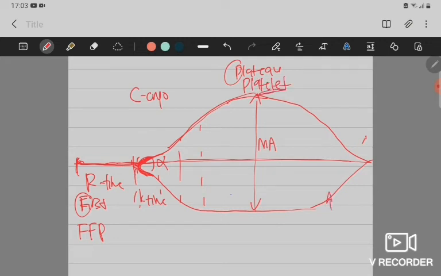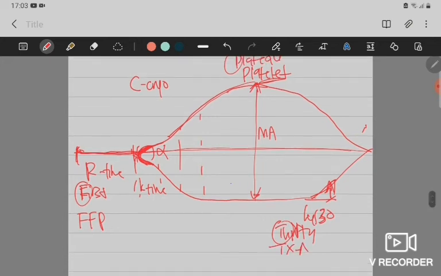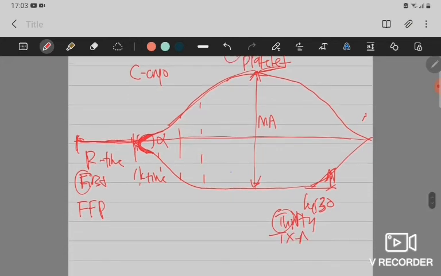And then you have this lysis 30. This is the time that it starts to break down, 30 minutes after the maximum clotting. So 30 is T. T is tranexamic acid. That's how I remember. Does it make sense?